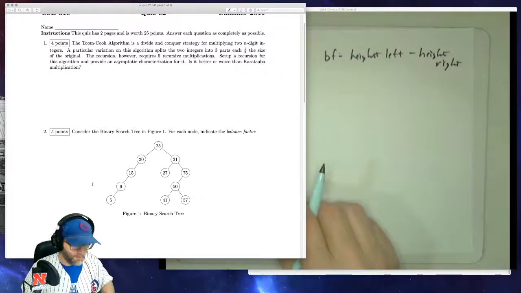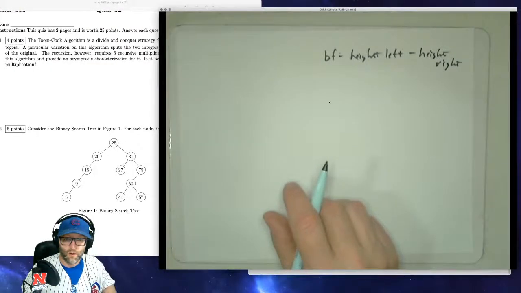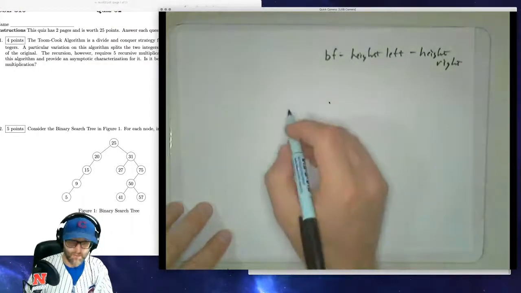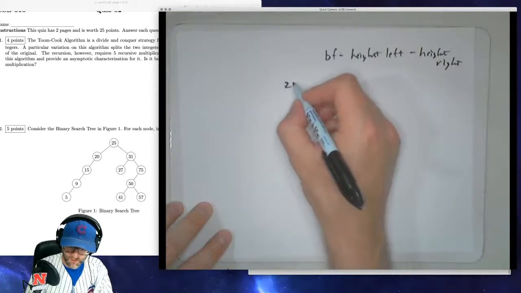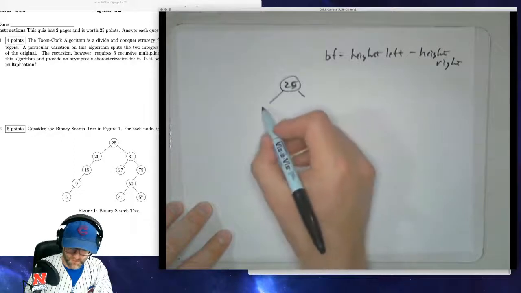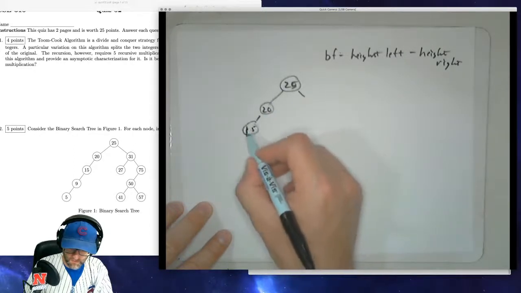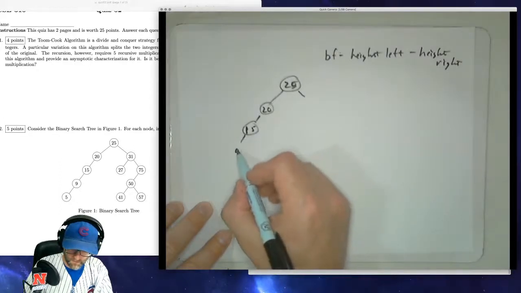Okay? So I'm going to go ahead and move this over, and I'm not blocking it, good. So we can go ahead and redraw this tree over here, 25. I don't have a printer at home, otherwise I would have printed this out. 15, 9, and 5.